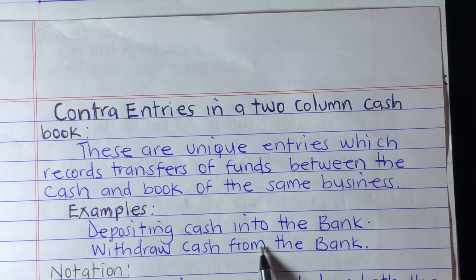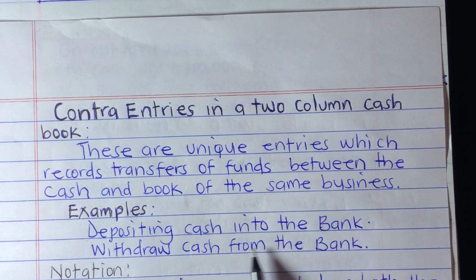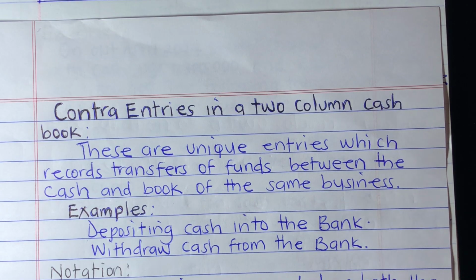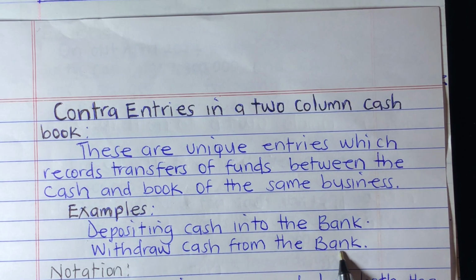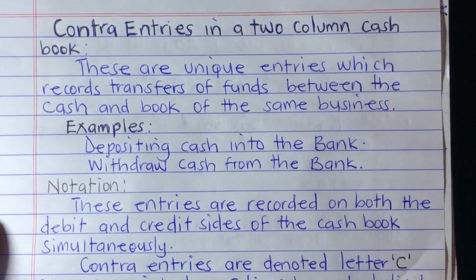Then withdrawing cash from the bank. So here you're withdrawing cash from the bank, and there are two accounts. If you withdraw cash from the bank, the bank is losing and the cash is gaining. So here you debit the cash, because cash is increasing, and you credit the bank, because the bank is losing the cash. So you record this twice. Then there is a notation here.